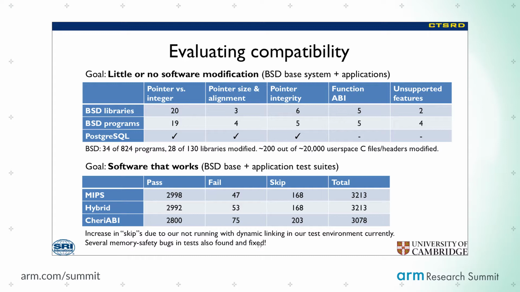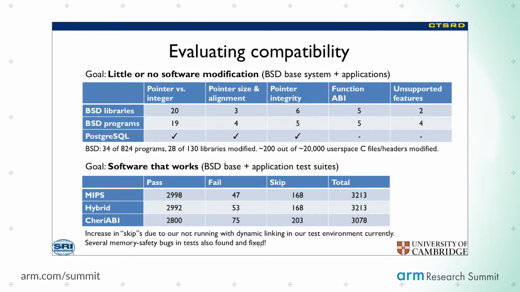But relatively few things. So only 34 of the 824 programs in FreeBSD actually had to be changed. Although 28 libraries sounds like a lot, you realize a few of those are things like runtime linker-related libraries and memory allocators. So those are inevitably changed, which meant that about 200 out of 20,000 C files and headers had to be changed, which is not so bad. And the good news is that we have quite a few compiler warnings, which will help us identify code that is suspect in our environment.